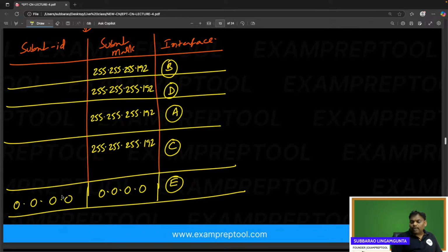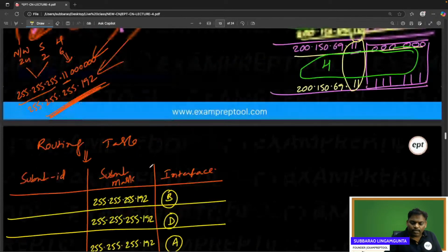I will go to the last place. This is the default interface. This default interface will match. When no one will match, default interface will match. Right now observe. Now observe everyone in the B class.